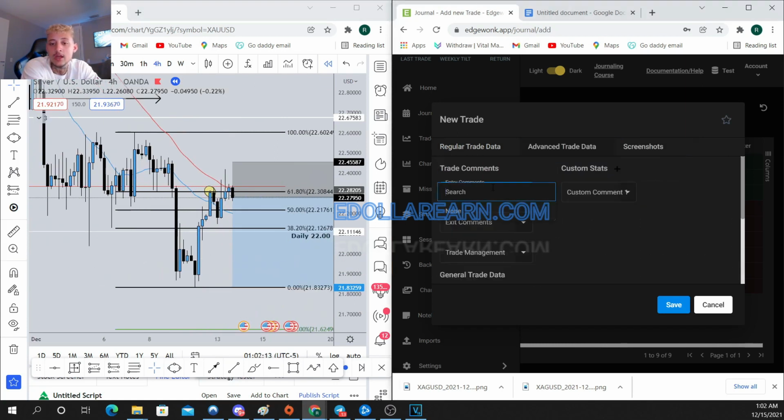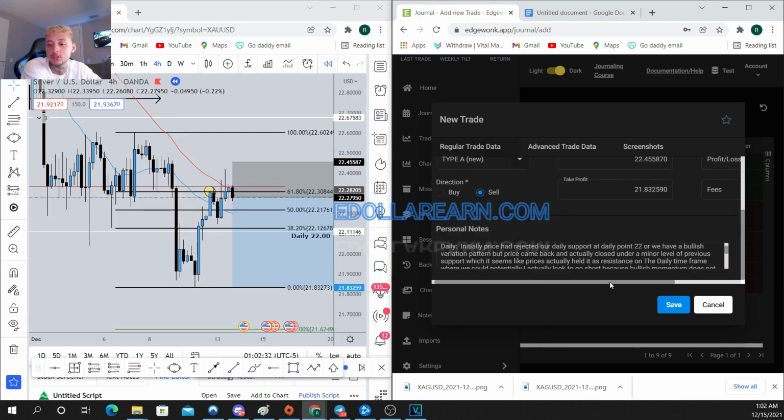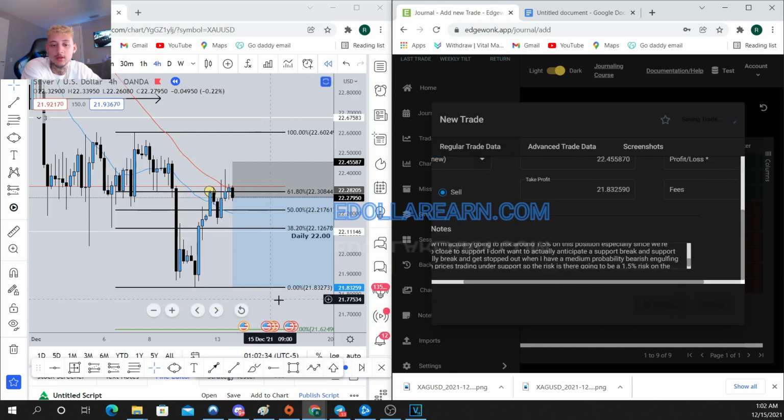We have our screenshots. Now, what you could do in advanced data is entry comments. We're going to put here medium probability, MP, meaning that it is a medium probability engulfing, right? So let's put that here, and then you could do whatever you want anywhere else. But as long as we have most of the data filled, then we should be good to go. Save, right?